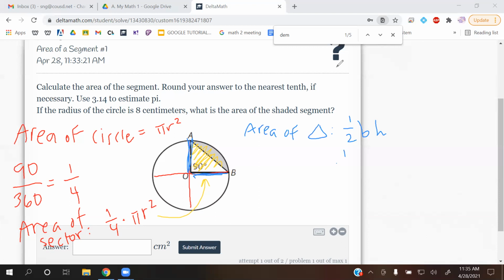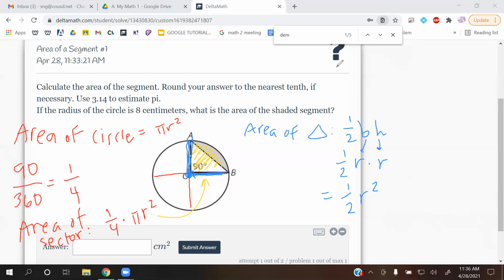So this would be 1/2 radius times radius, because the base literally goes from the center of the circle to the outside of the circle. That is by definition the radius of a circle. The height also goes from the center to the top, to the outside of the circle, which is by definition the radius. So both the base and the height are the same thing as radius. So the area of this specific triangle would be 1/2 r squared.